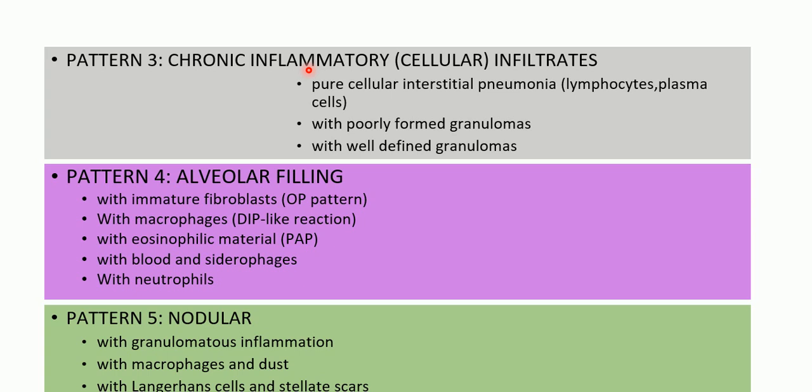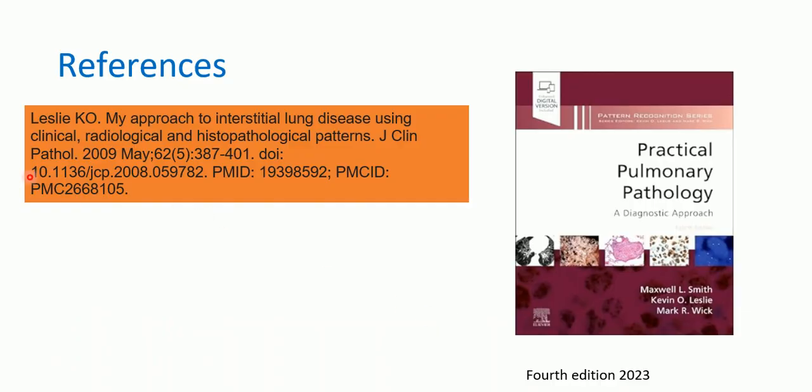Pattern 3 involves chronic inflammatory infiltrates in which there are pure cellular interstitial pneumonias, most commonly the cellular form of NSIP. There can be granulomas, poorly formed or well-defined granulomas. Pattern 4 involves alveolar filling pattern, which can be filled with immature fibroblasts, macrophages, eosinophilic material, and neutrophils. Pattern 5 is nodular with granulomas, silicosis, or even LCH. And pattern 6 is minimal changes, which are very subtle, including the cystic changes as well as the arterial changes. So the reference includes Leslie.